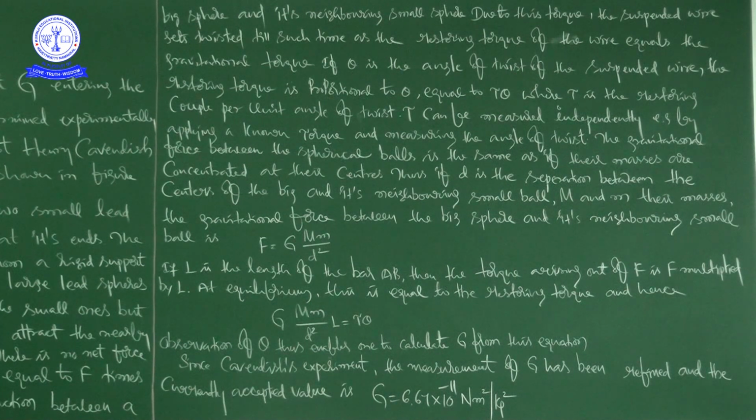Okay, right. Next, due to this torque, the suspended wire gets twisted till such time as the restoring force of the wire equals the gravitational torque. Here, in the chapter of laws of motion, I told you how the body is balanced. But in that chapter, I didn't discuss torque, but I explained how the body is in equilibrium under the action of various forces, okay.